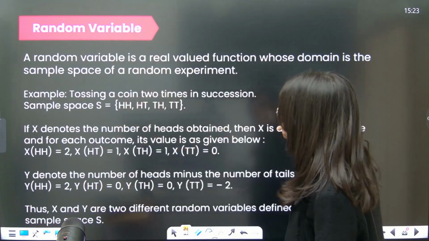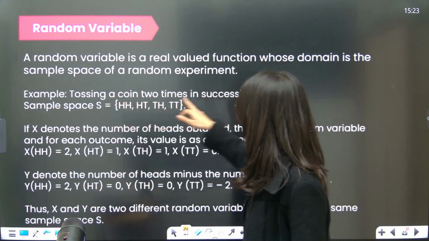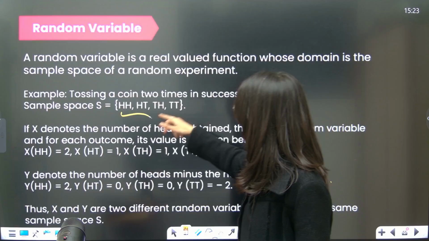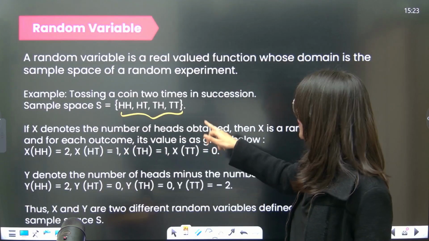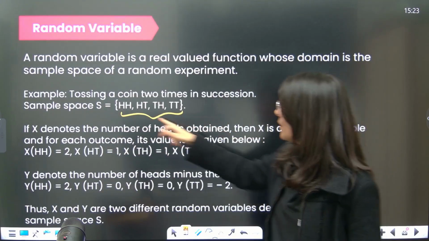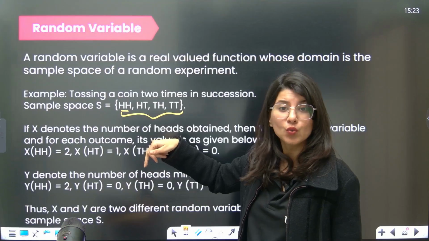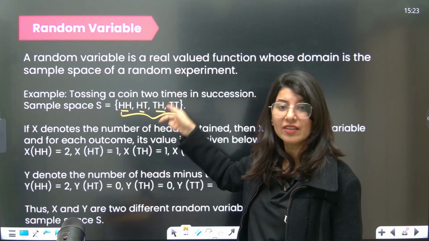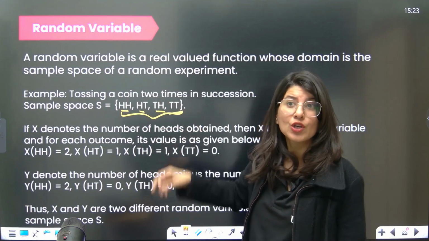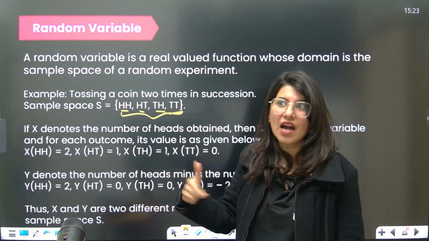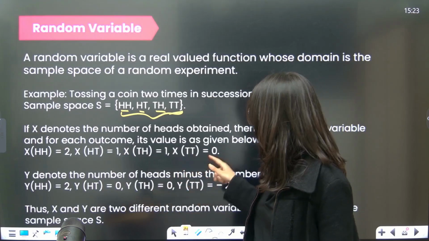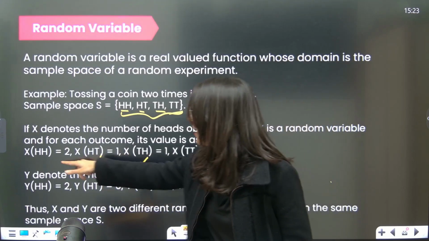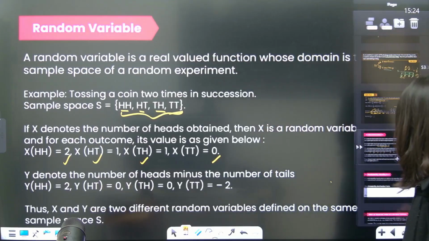So for example, tossing a coin 2 times in succession. X denotes the number of heads obtained. So here the number of heads can be 2. Here the number of heads can be 1, 1. Here the number of heads can be 0. So now X, the random variable, is a counter. It can be 0, it can be 1, and it can be 2. So this is what your random variable is.